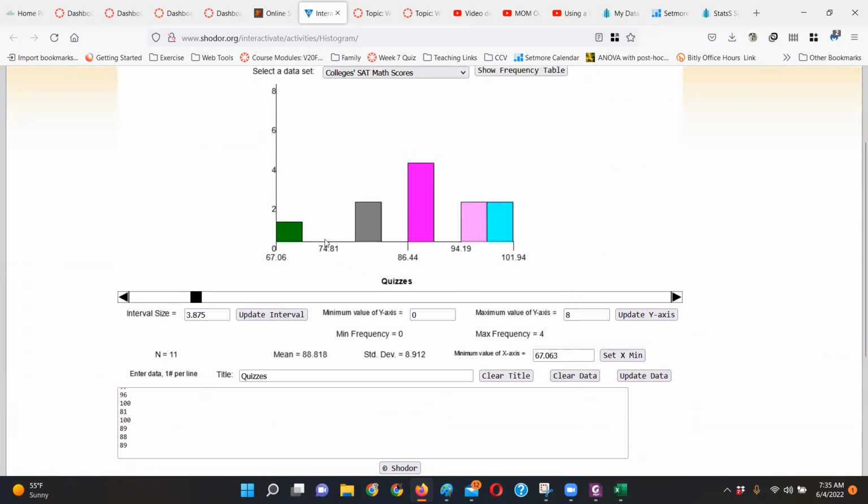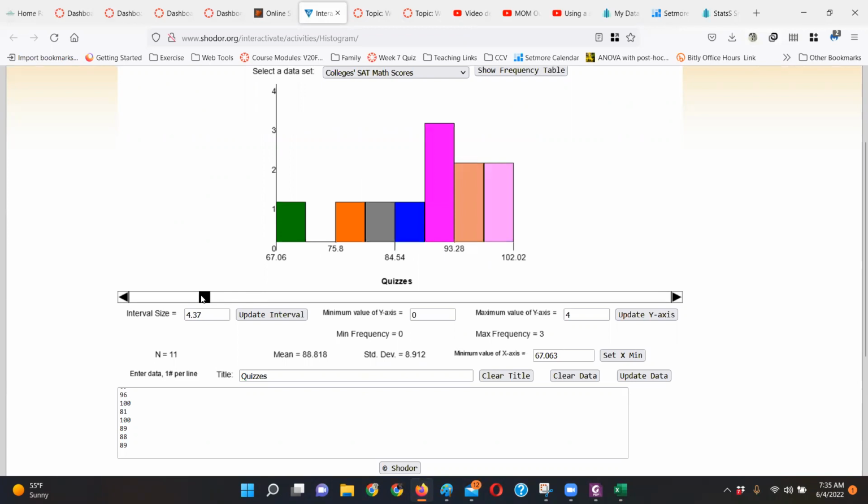So I don't like the gaps. Having gaps in a box plot is not fatal. If you could try to eliminate them, it helps.